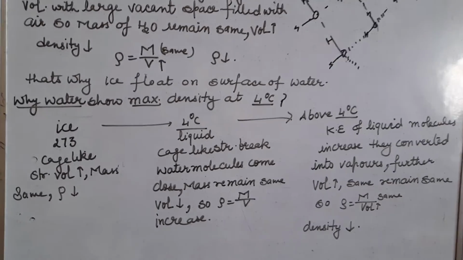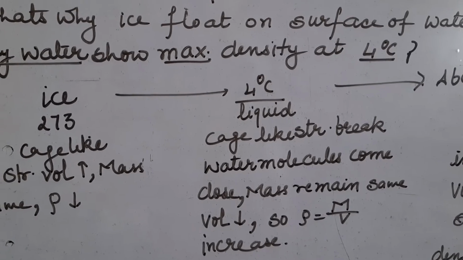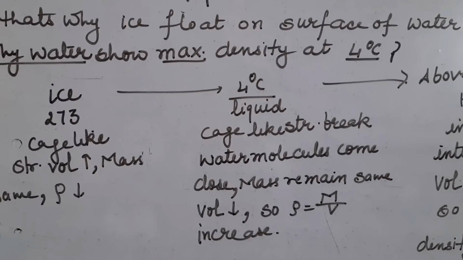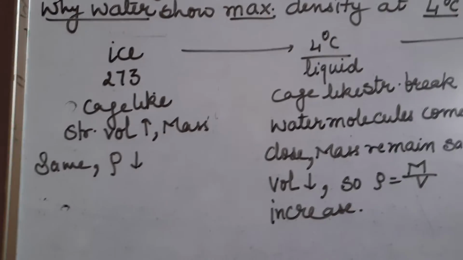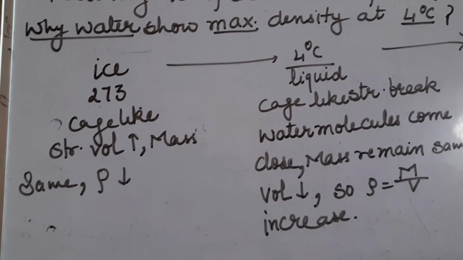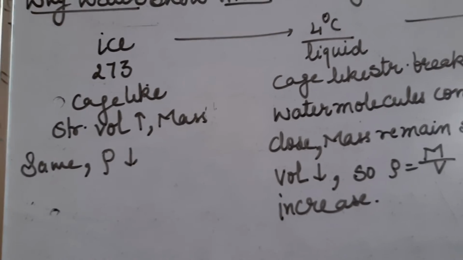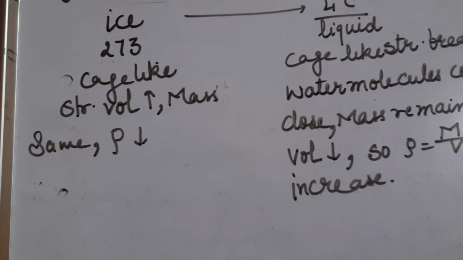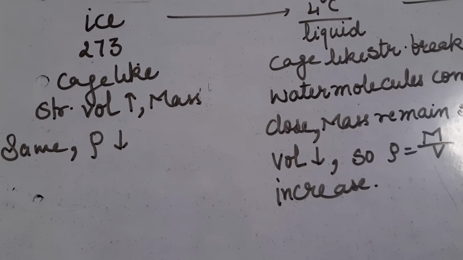Next question is, why does water show maximum density at 4 degrees Celsius? I hope all of you know that water has three states: solid, liquid and gas. Water shows solid state at 273 Kelvin, also known as 0 degrees Celsius, where water shows a cage-like structure. Due to this cage-like structure, volume increases, and it is filled with air. That's why mass remains the same, but volume increases, so density will decrease.